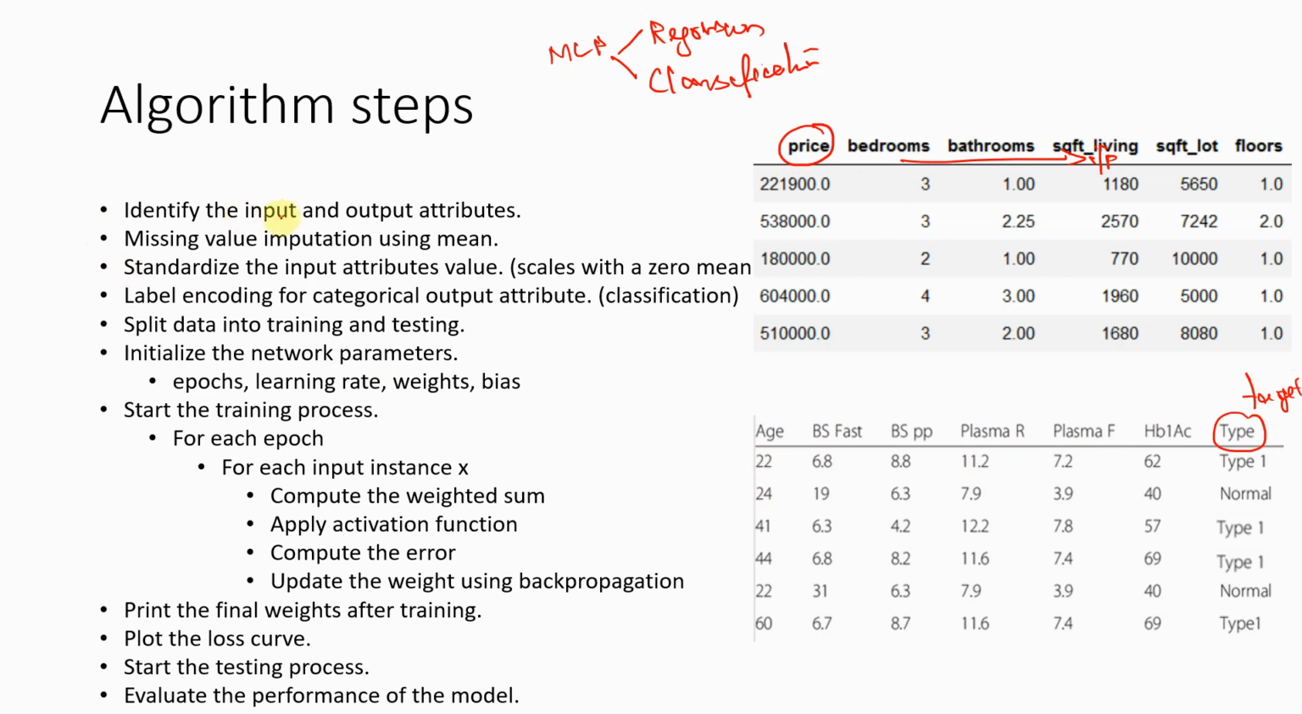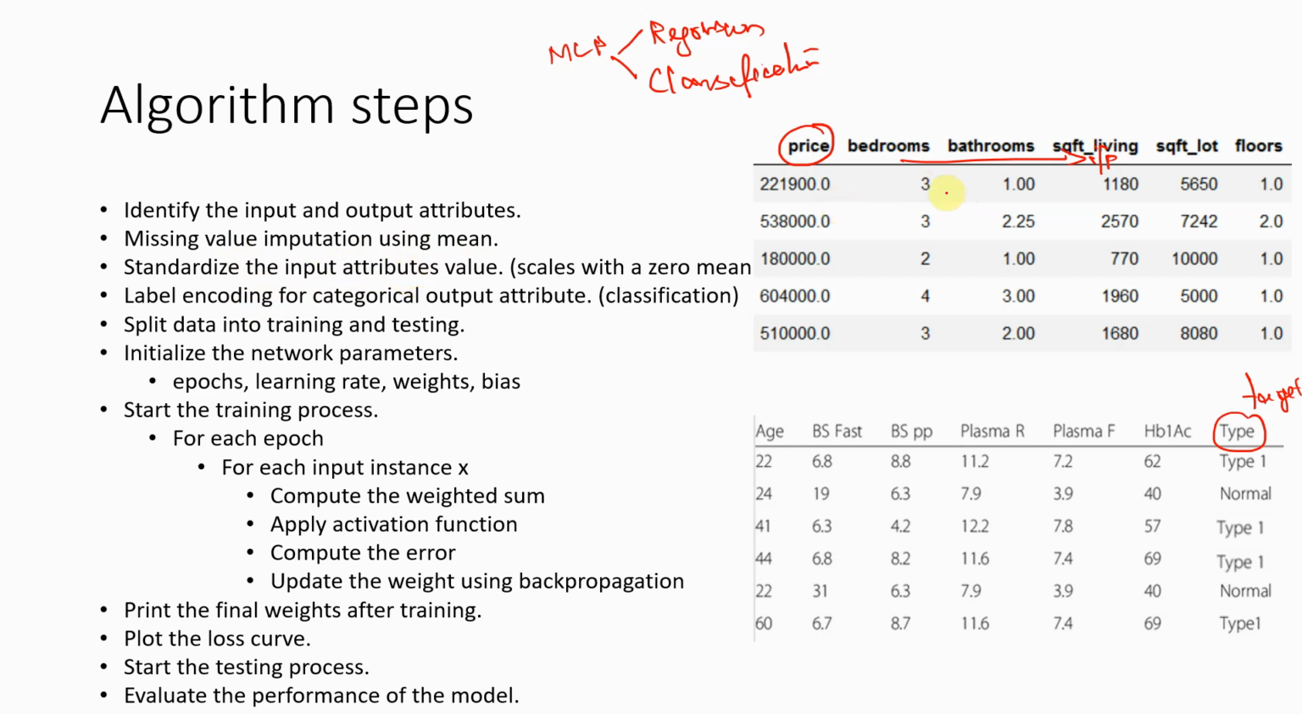And first we need to identify the type of the problem you want to solve, whether it is a regression or the classification. Then you identify what are the input attributes and your output attributes to be concentrated on. If there is any missing value, do the data imputation using the mean. And the next step is we need to standardize the input attributes.